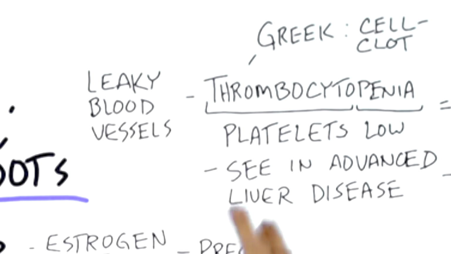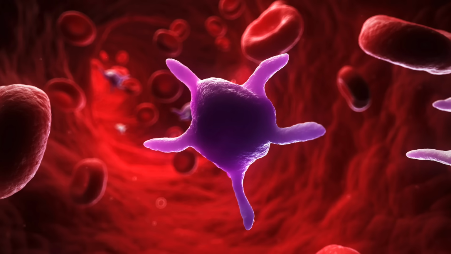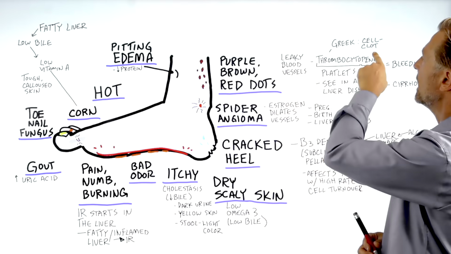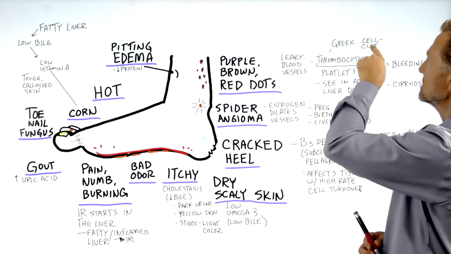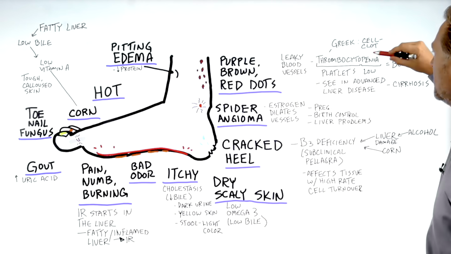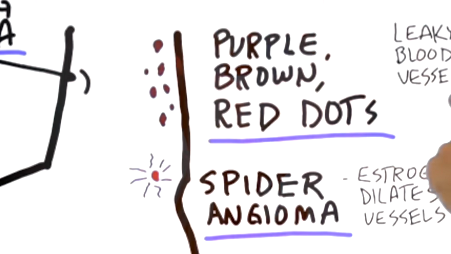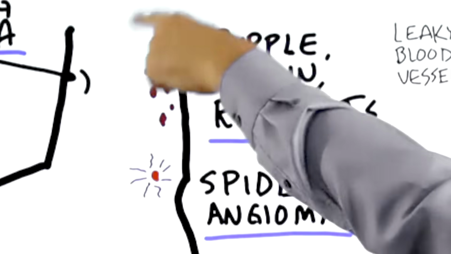All right, let's break it down. What is a thrombocyte? Well, it's a platelet, okay? What are platelets? They're cells that help clot, okay? In fact, the Greek word for thrombo means clot, and then cyto means cell, and then penia means low. So we have low platelets. So thrombocytopenia is basically you are not going to be able to clot, and so you're going to have leaky blood vessels, and you're going to see this right here.